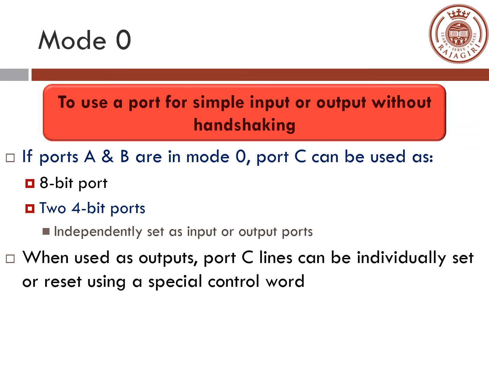This slide describes the functionality in mode 0 of the various ports. Mode 0 is used in a simple I/O mode without handshaking. So if ports A and B are in mode 0, port C can be used as an 8-bit port, or two 4-bit ports which can be individually set as input or output ports. When used as output, port C can be individually set or reset using a special control word.